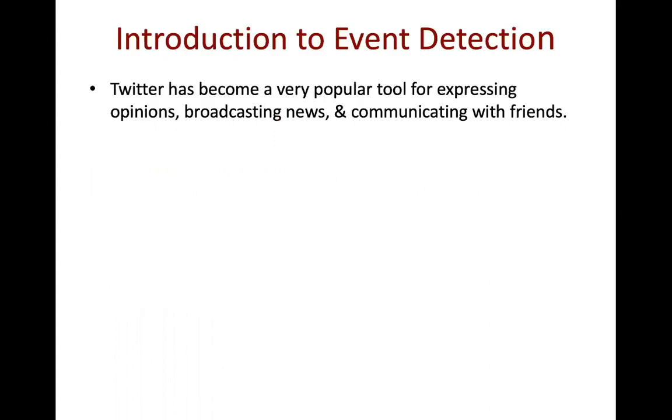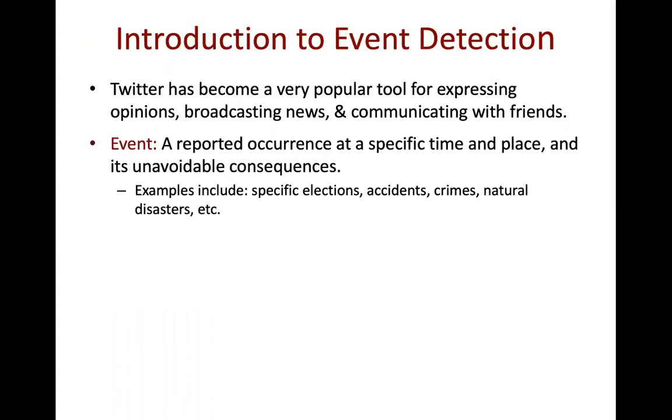Twitter, as you know, is a very popular social network nowadays, and others are also quite popular. Twitter is just easier to monitor because of its open privacy concept and its publicity. An event, if you want to define it, is some reported occurrence at a specific time and place. So just something happened at a specific time and place, and that's called an event. Events can be real world events like elections. They can be accidents, crimes, natural disasters, or many other things.